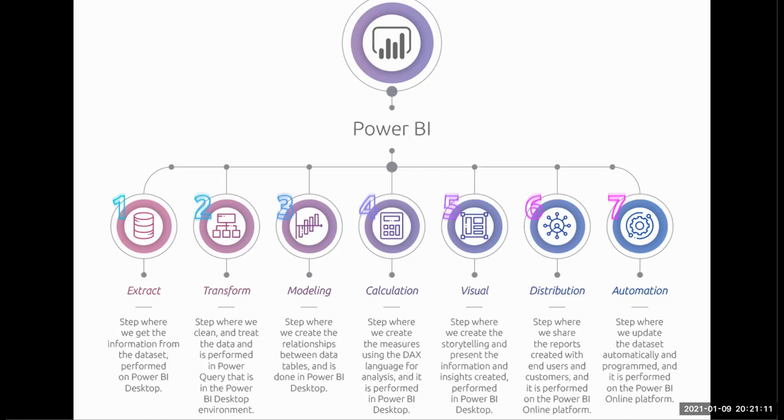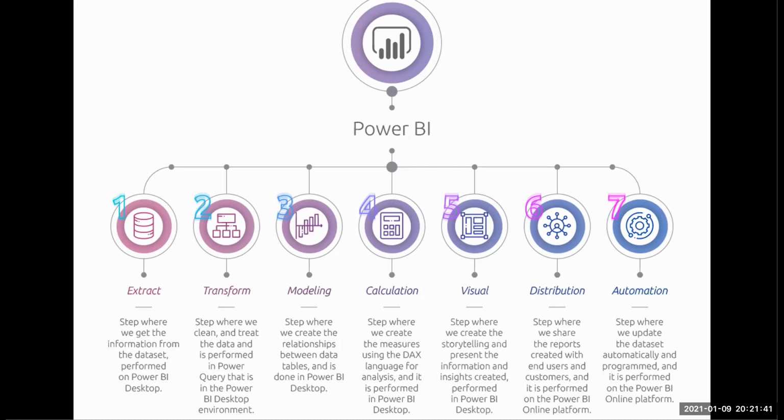Then once you've extracted your data, we're talking about transformation. Transformation is where you get to clean that data, you get to treat the data, and you get to clean it up within the Power Query environment still, or the Power BI desktop. Now, from the transformation, you're talking about modeling. Modeling is where you get to create relationships. These 3 I explained at first. So you get to create relationships within your data.